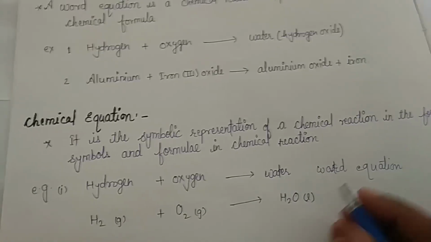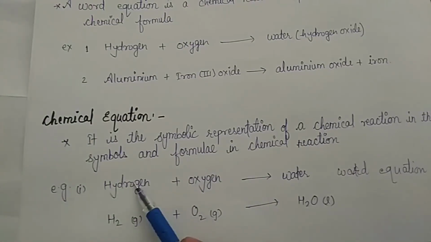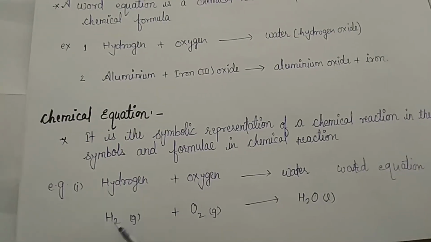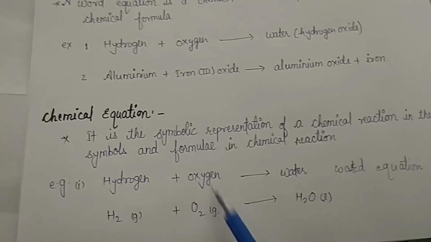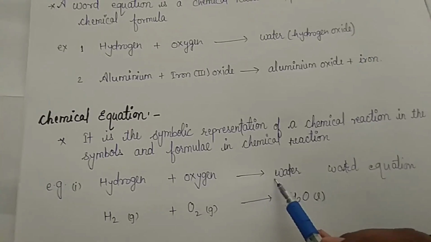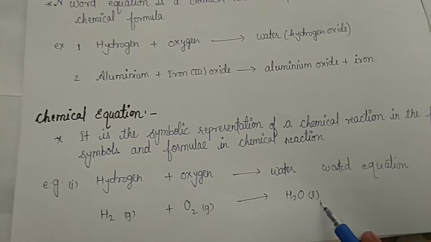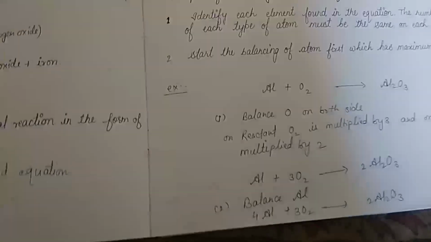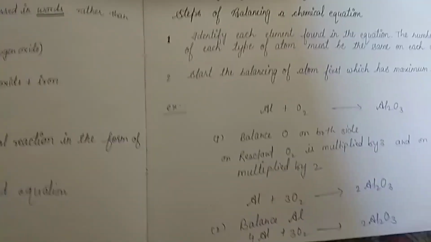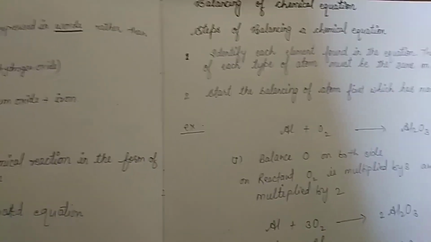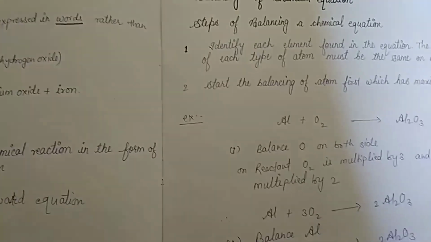See children, this is a word equation. When we write the symbol of hydrogen, H2, and oxygen, O2, we get the formula H2O. So this is given as a chemical equation. Clear, children? Now we are going to read balancing of chemical equation.